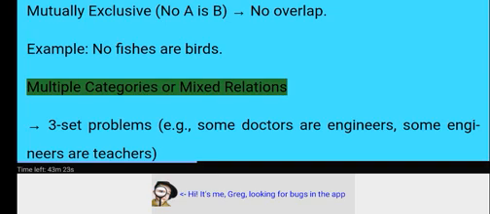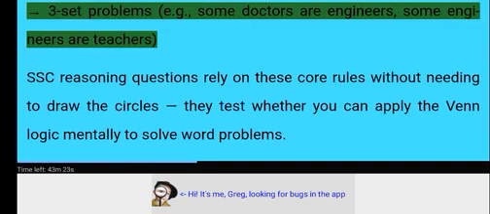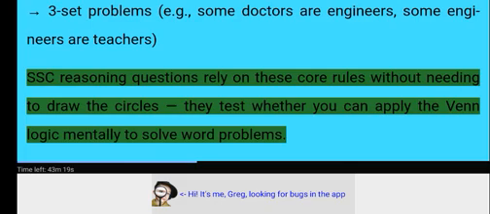Multiple categories are mixed relations, giving 3-set problems. For example, some doctors are engineers, some engineers are teachers. SSC reasoning questions rely on these core rules without needing to draw the circles. They test whether you can apply the Venn logic mentally to solve word problems.